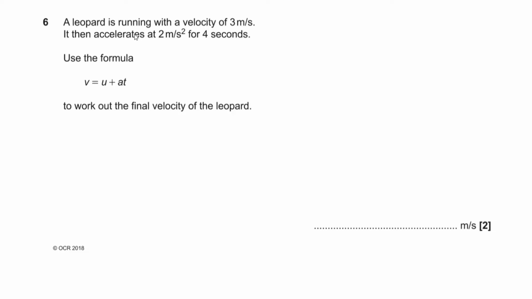Question number 6. A leopard is running with a velocity of 3 meters per second. It then accelerates for 2 meters per second squared for 4 seconds. Use the formula v equals u plus at to work out the final velocity of the leopard.